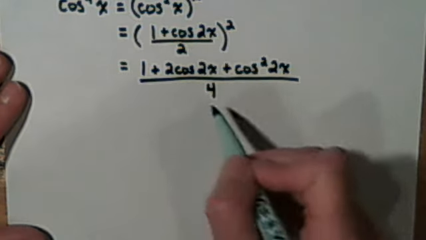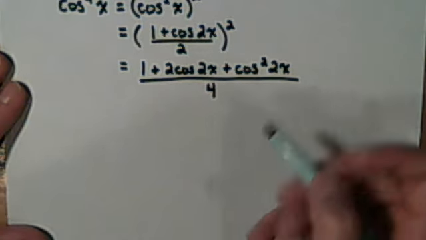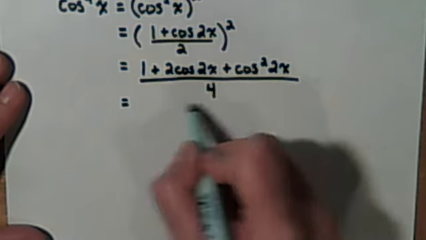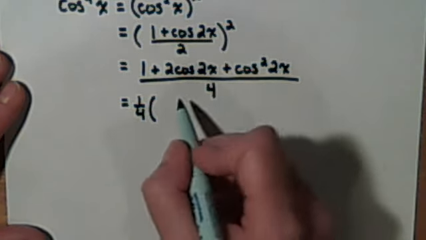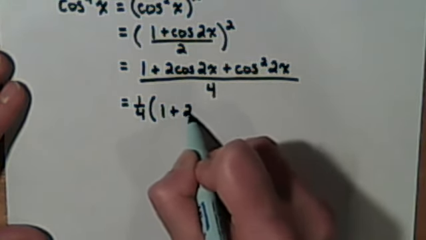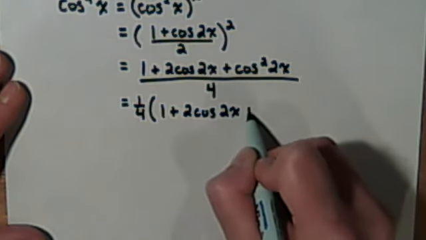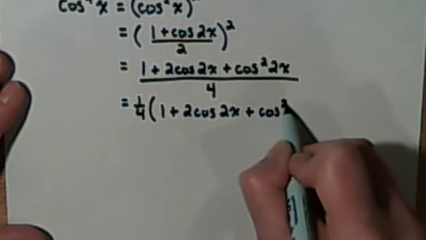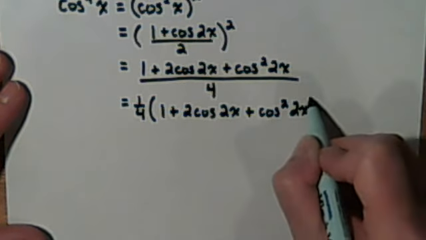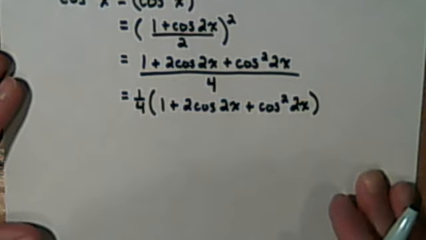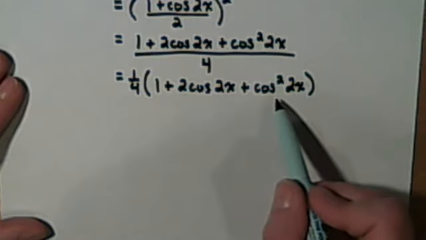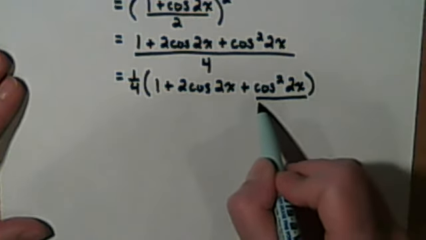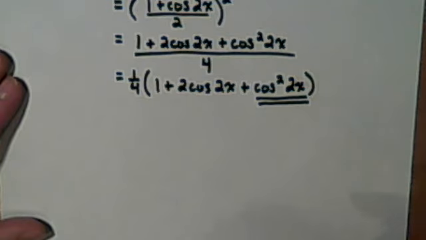Now, I'm going to move this 4 out to the front here. Sometimes that makes it a little bit easier to work with the problem. So if I rewrite this as 1/4 times the numerator, it's the same thing. And I get 1 plus 2 cosine of 2x plus cosine squared of 2x. Okay, now we've gotten part way there, and now I no longer have a cosine to the 4th, but notice that I still have a cosine squared right here. So I need to apply the power reducing formula once more.